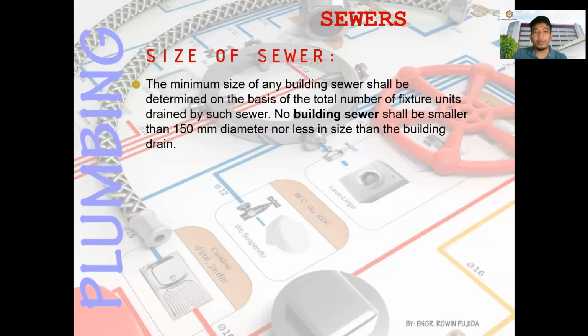So the size of sewer: the minimum size of any building sewer shall be determined on the basis of the total number of fixture units drained by such sewer. No building sewer shall be smaller than 150 millimeter diameter, nor less than the size of the building drain. So normally, if you have just a two-story or at least three-story commercial building, and also for a residential building, you can use 4 inches in diameter, or that is 104.6 millimeter diameter. Okay.